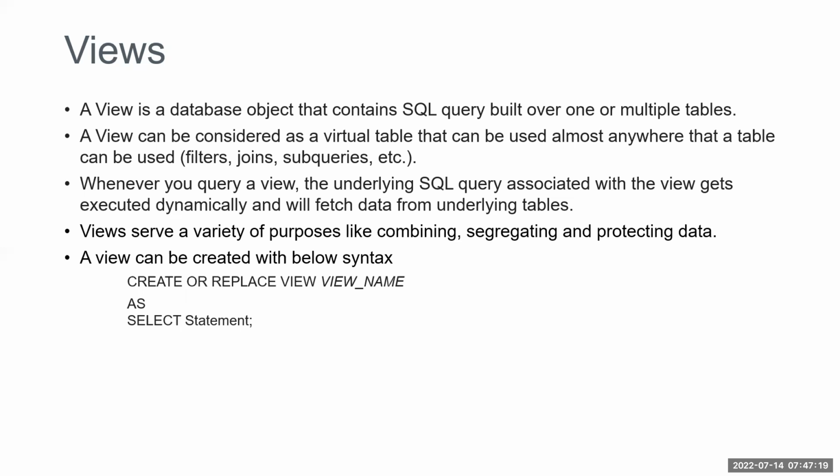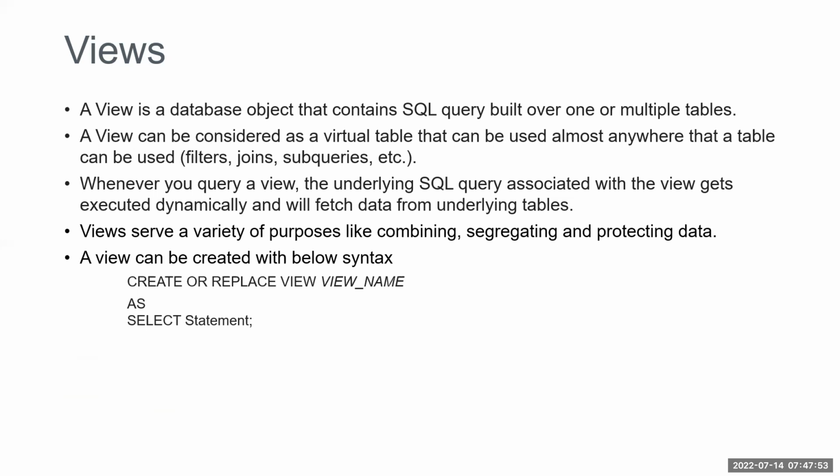So you can say it's a virtual table. A view is a virtual table. It is not physically present as a table, but whenever you run that query, or whenever you try to query that view, it will fetch the data from underlying tables, right? So you can consider it as a virtual table, but it can be used almost anywhere that a table can be used. Suppose I want to select some data from a table and apply operations like filters, joins, subqueries, I can apply all these things on views.